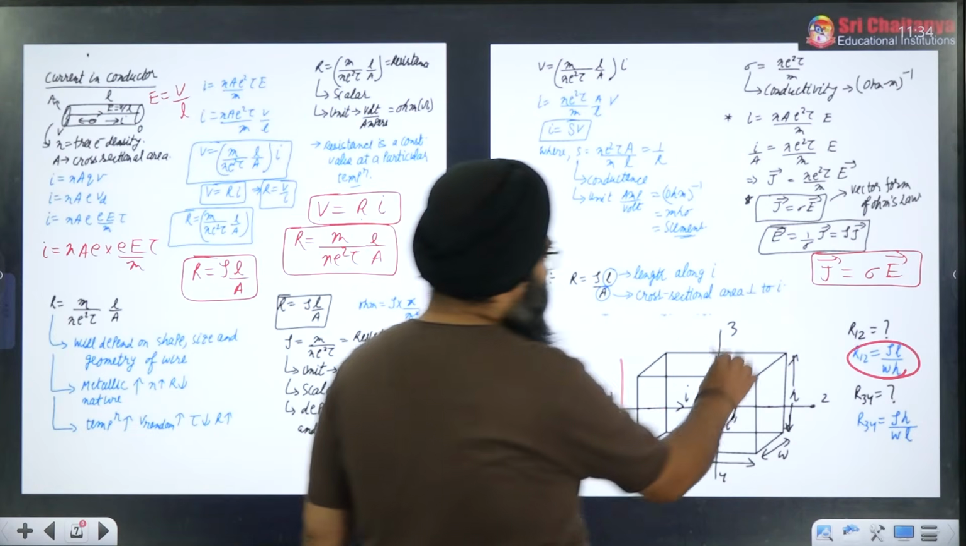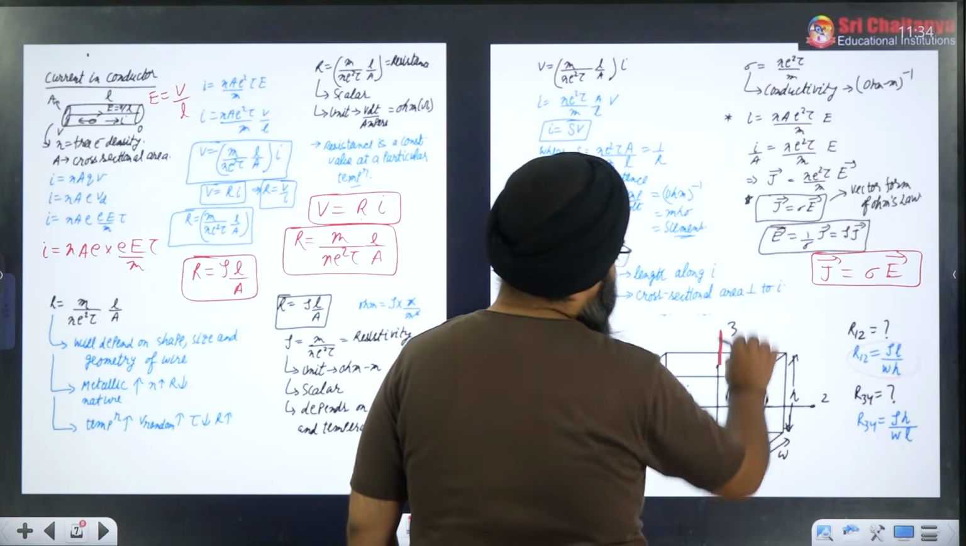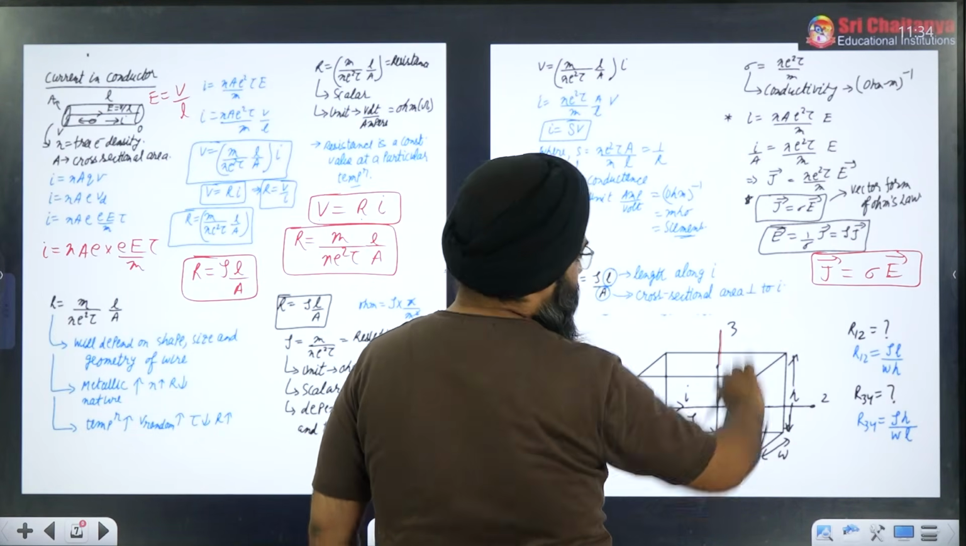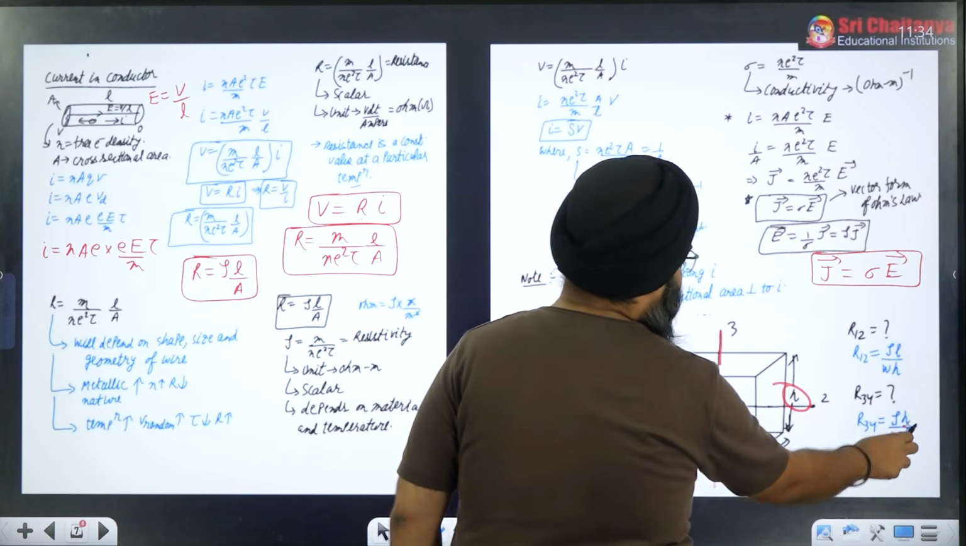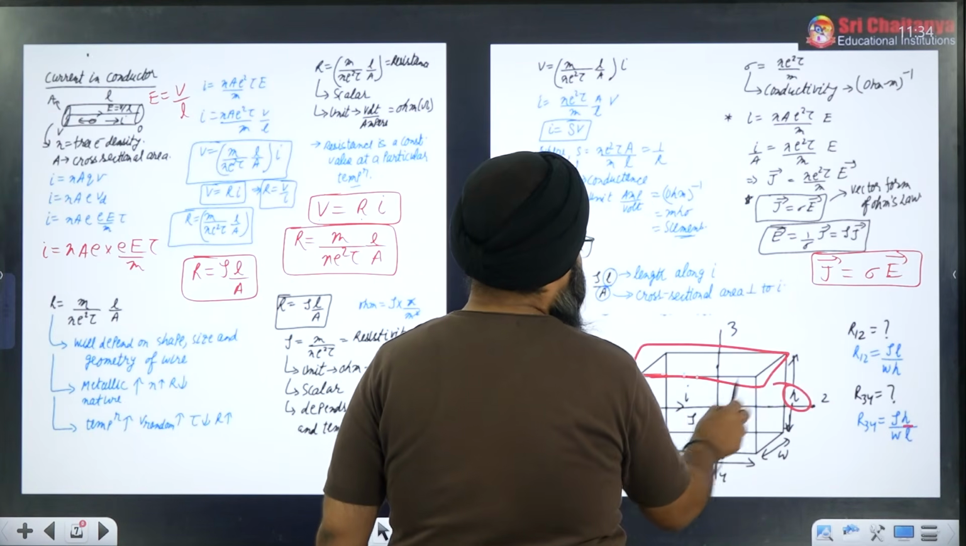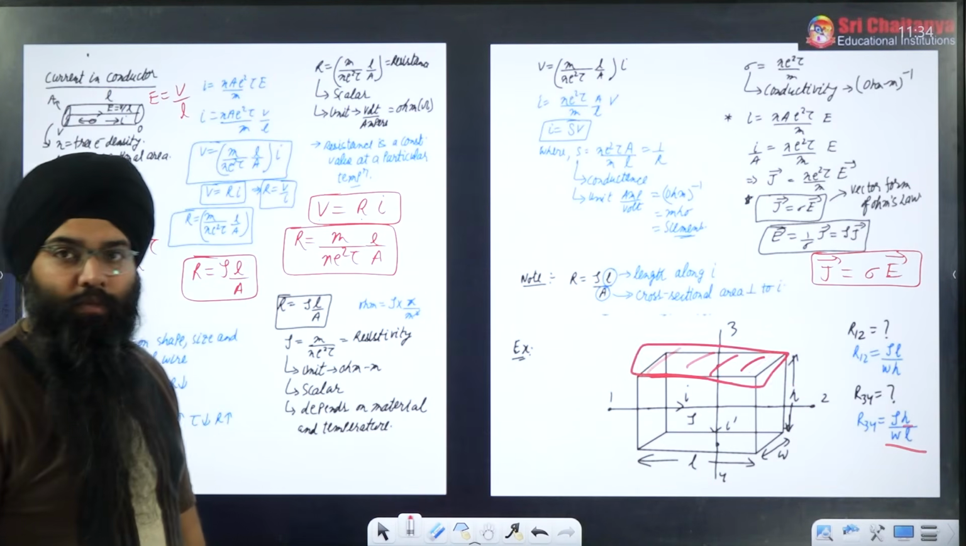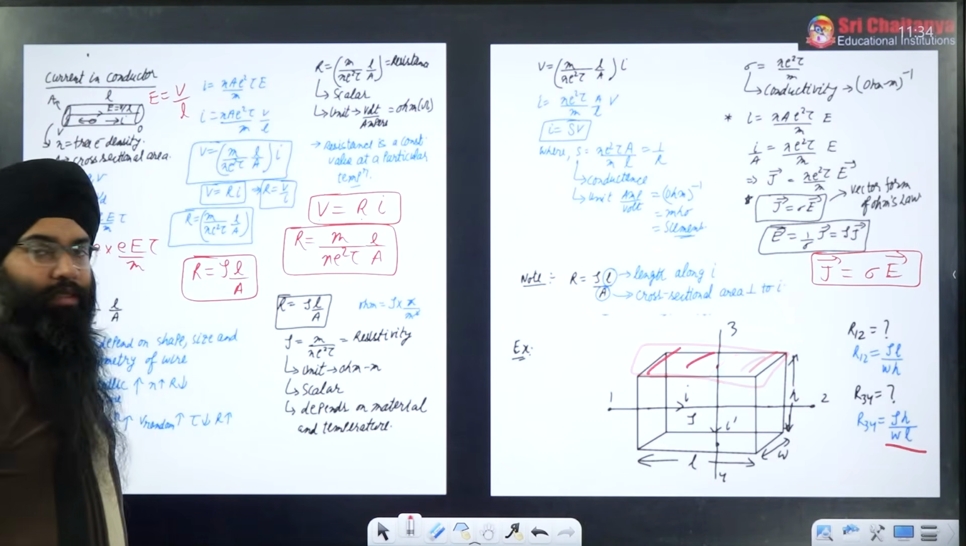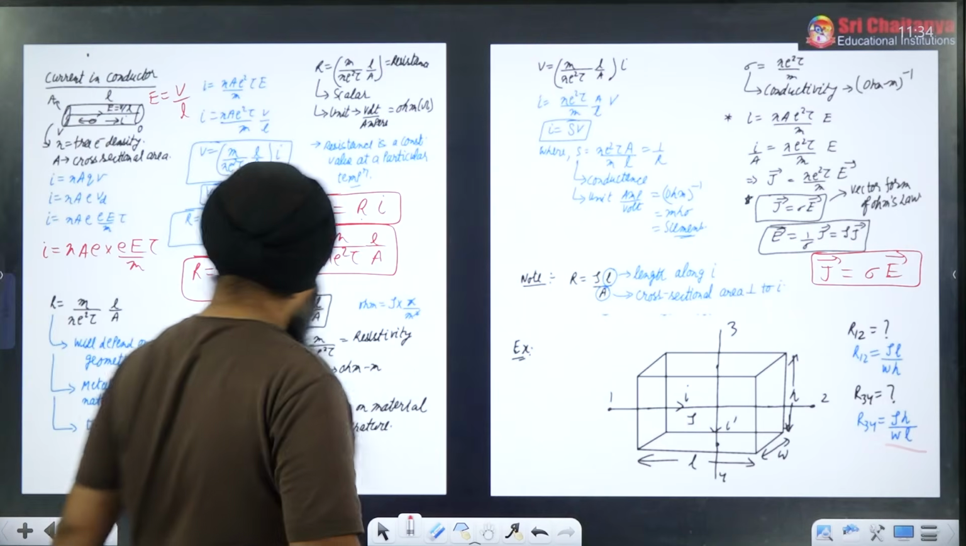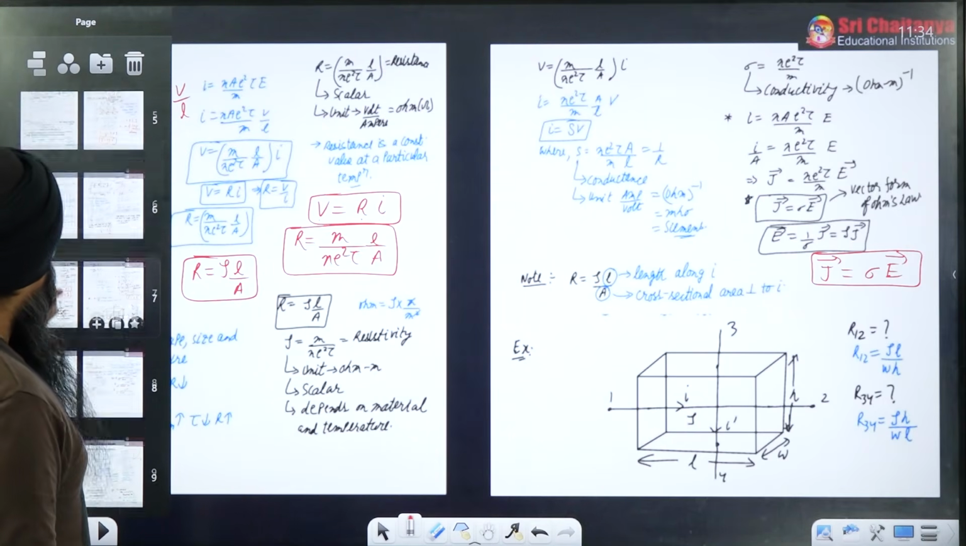In the same way, you can find the resistance between 3 and 4 also. If the current goes from here to here, then the length will be equal to H and the area will be this area, and this area will be given by W into L. So this is how you have to find the resistance. So please remember this result, rho L over A, that is a very important result.